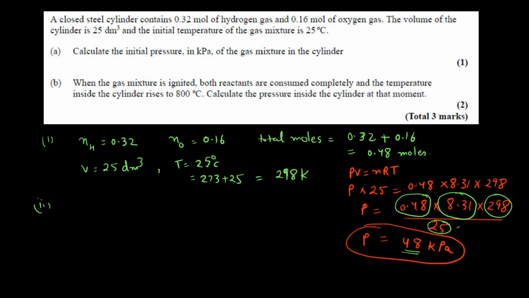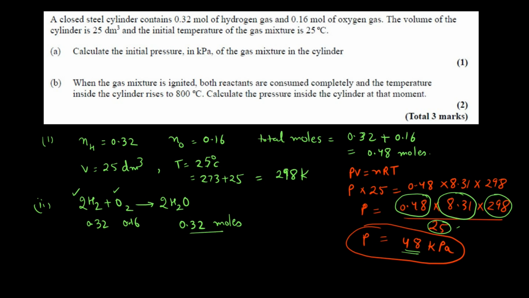Next part is when the gas mixture is ignited, both reactants are consumed. So we have hydrogen and we have oxygen, so this will give me water, 2 and 2. So this is a balanced equation and we have 0.32 moles of hydrogen and 0.16 moles of oxygen. So both will be consumed because the ratio of the moles is the same as the reacting ratio of the moles. So the moles of water formed will be 0.32 moles, because 2 moles hydrogen will give me 2 moles of water.